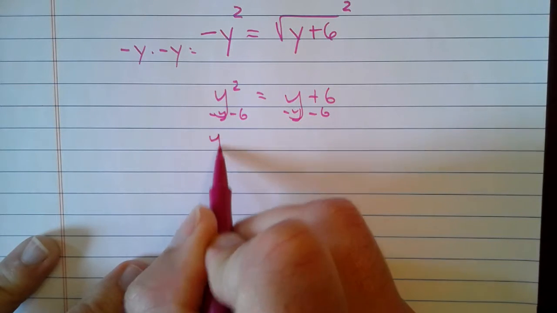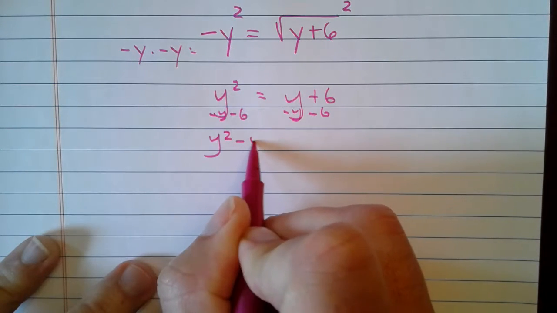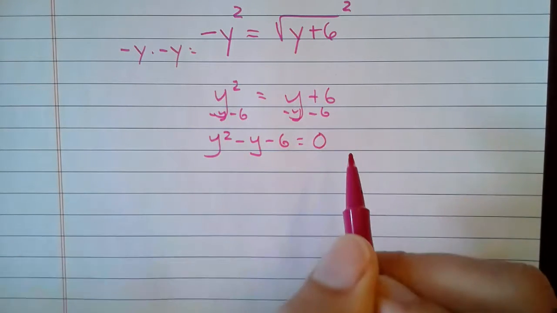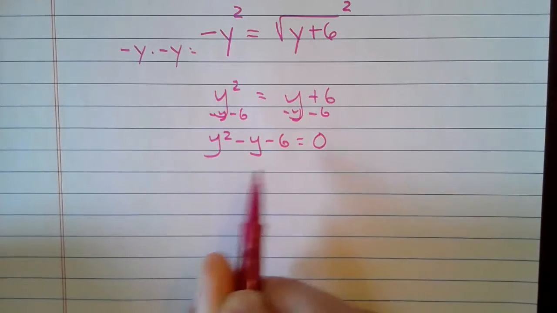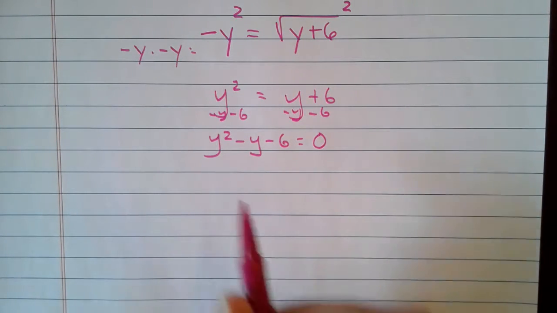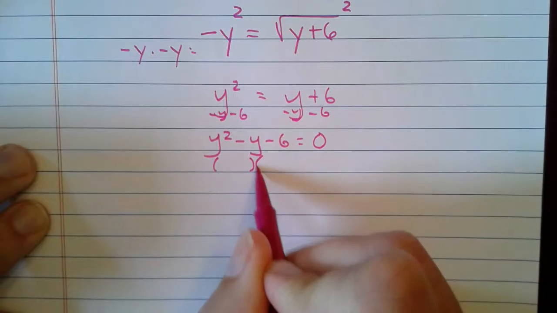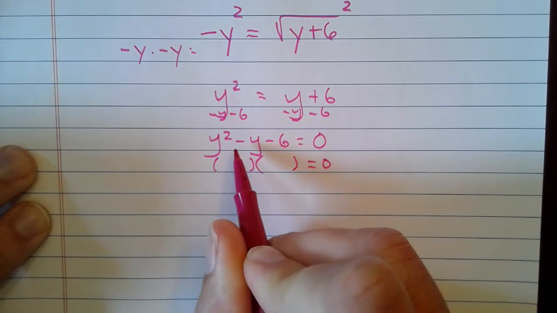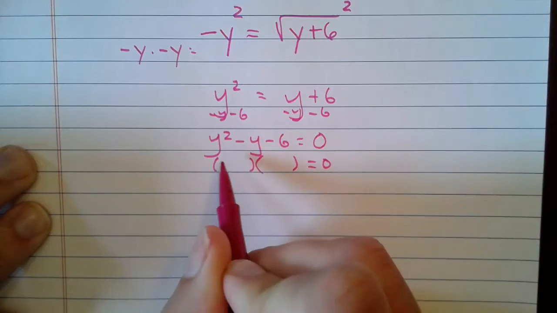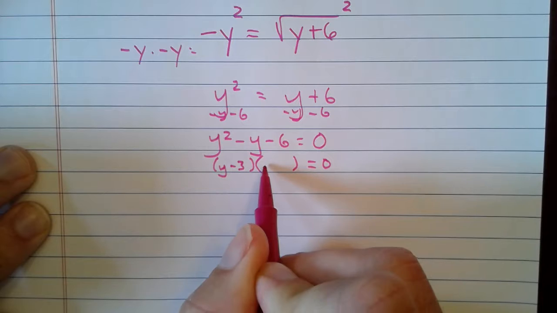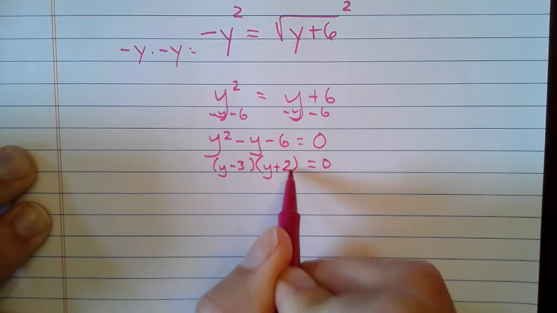I'm going to be left with y squared minus y minus 6 equals 0. Now I want to solve this quadratic equation. The best way to try first is factoring. Are there two terms that multiply together to give me negative 6, that add to give me negative 1? It will be y minus 3 and y plus 2.